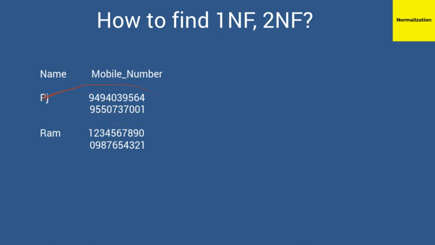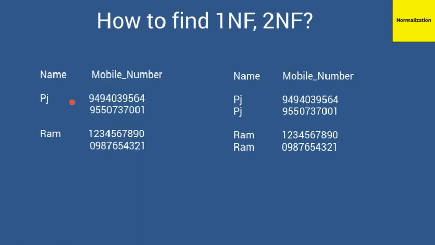So these types of values are not allowed because it is very difficult to extract the data. For example, if you want the mobile number of PJ, then what will you get? You have two options, so the redundancy will be more. So how can you reduce that? It is very simple. Make a copy of it. For example, PJ has two numbers, so you can make them separate as PJ one number, PJ one. Similarly, Ram has two numbers, so make them separate in a table. It is as simple as that. So okay, 1NF is done.